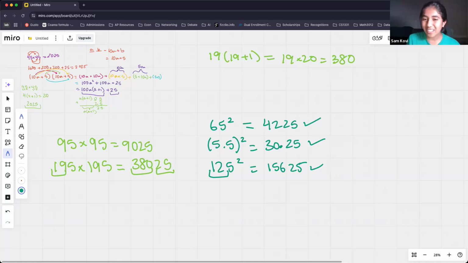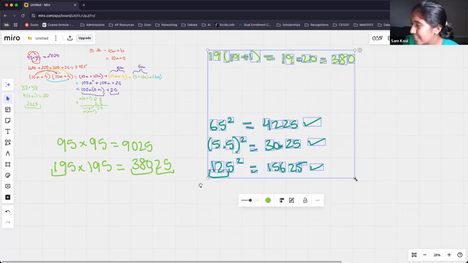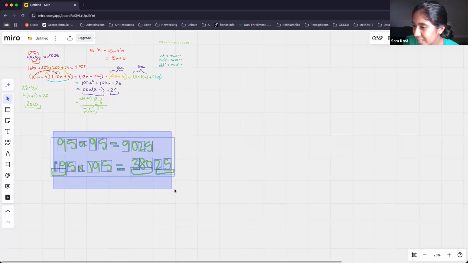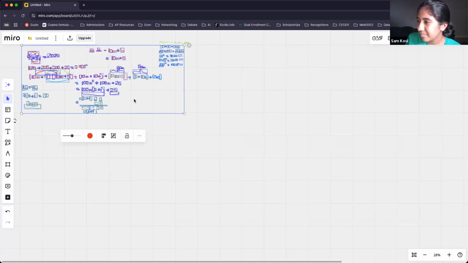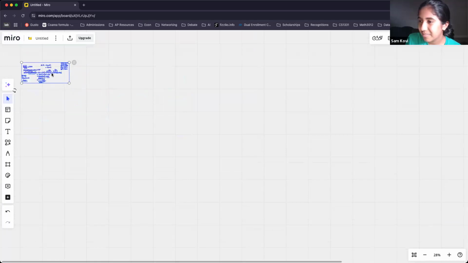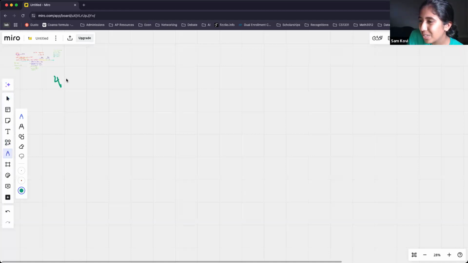So now that we talked a little bit about how to multiply with numbers ending in 5, let's talk about how to multiply two numbers whose ones digits sum to 10 and that have the same tens digit. So our next question is how to multiply things like 43 times 47. In this case, my tens digits are the same and my ones digits add to 10. So go ahead and tell me what you think this answer is.